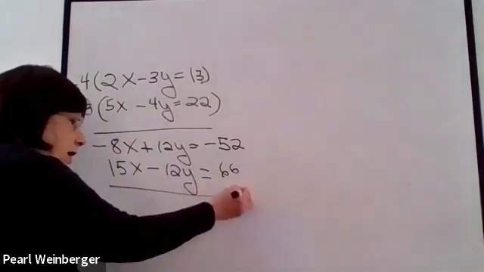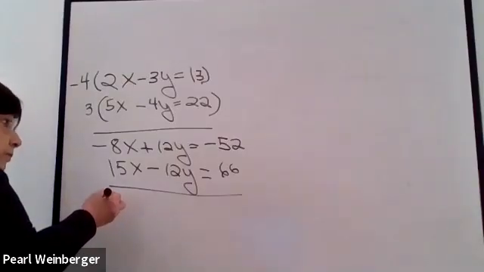Okay. So what do you get now? You have to combine like terms. Right. So -8x plus 15x gives you 7x equals -52 plus 66, which is a positive 14. Then you divide by 7. So x will come out to 2.